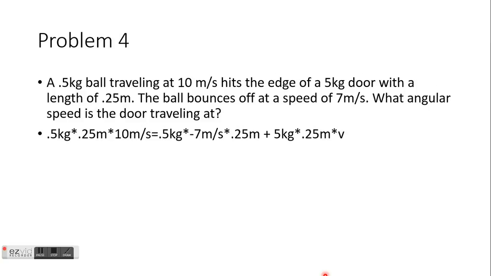So we can say that 0.5 kilograms times 0.25 meters times 10 meters per second, because it's hitting at a 90-degree angle, so we can just drop the sign, is equal to 0.5 kilograms times negative 7 meters per second times 0.25 meters plus 5 kilograms times 0.25 meters times v. And so we'd say that v is 1.7 meters per second, and divided by 0.25, we'd say that it's traveling at 6.8 radians per second.